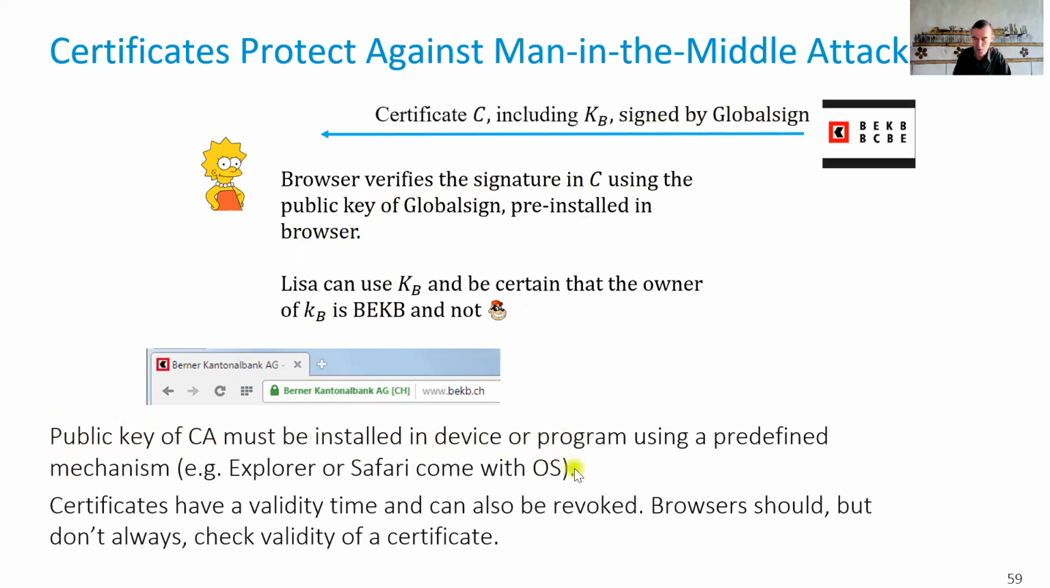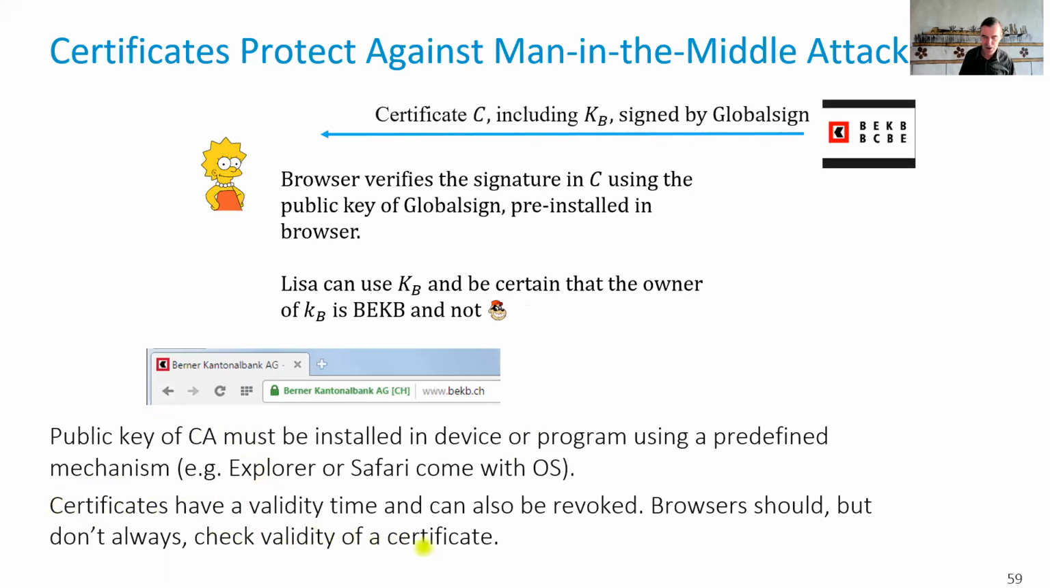So you typically download a new web browser using a pre-installed web browser like Explorer if you use Windows, or Safari if you use macOS. Because the assumption that you're making is that Explorer or Safari, which come with the operating system, contain the correct public keys.